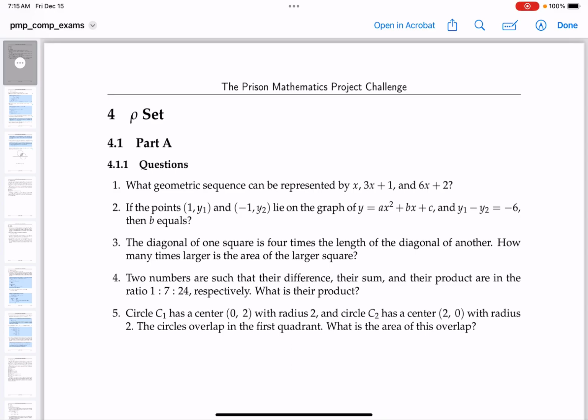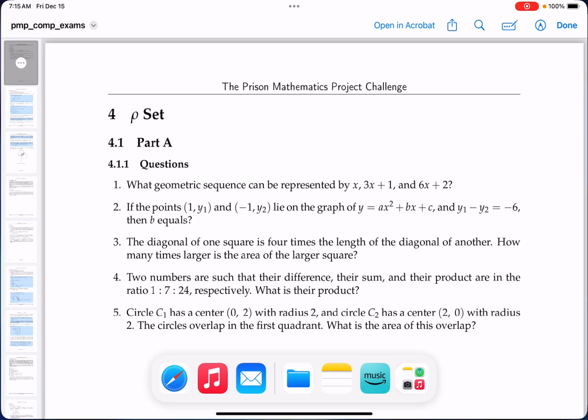Okay, number 4, it says two numbers. I know there's two numbers now. Are such that their difference, their sum, and their product are in the ratios 1 to 7 to 24. Let's write this down then. So I have two numbers. Look at the whiteboard to do it.